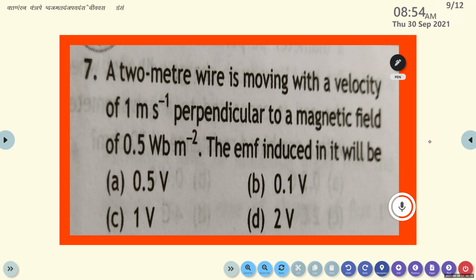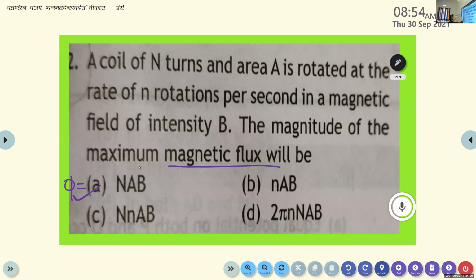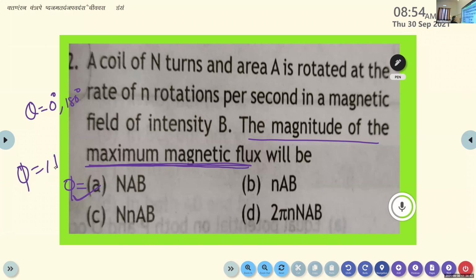Ma'am, in the previous question, why do we take theta as 0? Because they are asking for the magnitude of the maximum magnetic flux. So what is the condition for maximum magnetic flux? Either theta is equal to 0 degree or 180 degree. Then cos 0 or cos 180 has magnitude 1, so we get phi is equal to NAB.